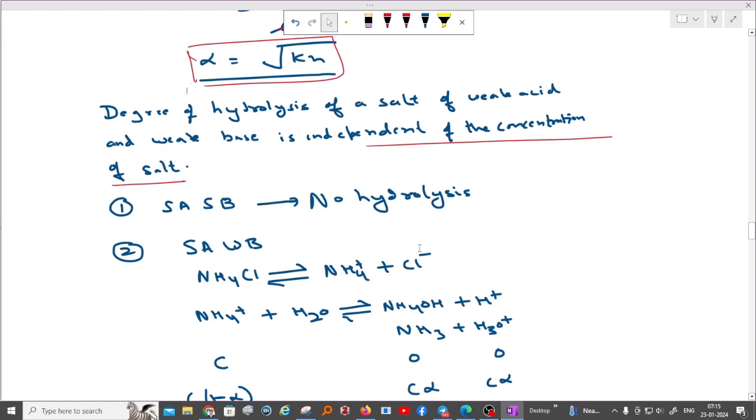Okay, now we will derive the pH. So the first case is strong acid and strong base. We know that there will be no hydrolysis, because the ions produced by the salt of a strong acid and strong base are weak, so they do not participate in the hydrolysis, as I already told you.